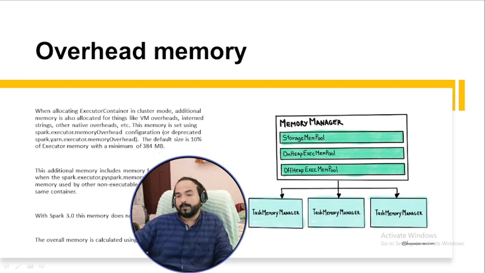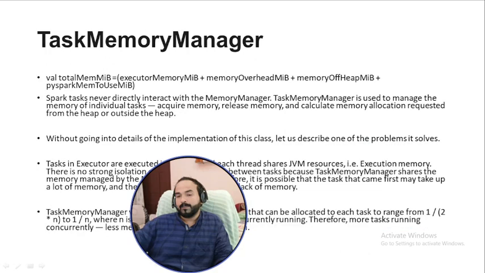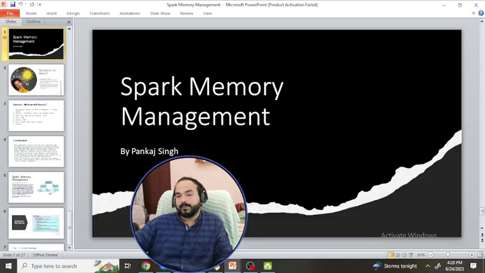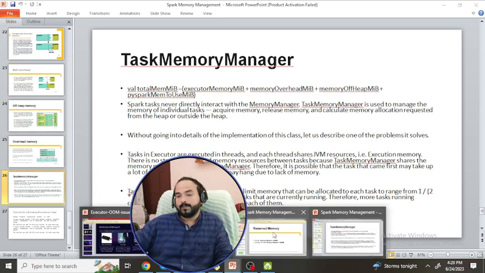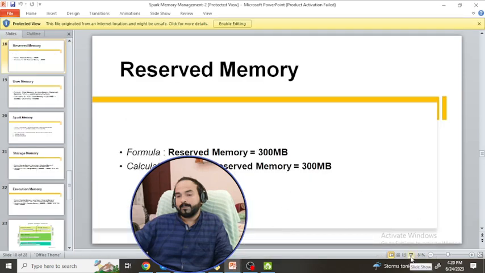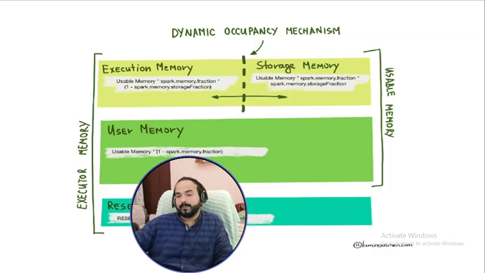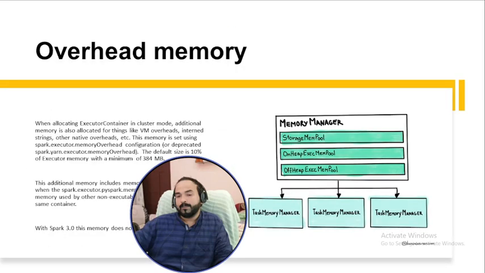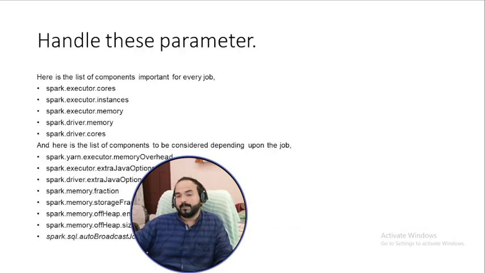So this additional memory includes the memory of a PySpark executor when spark.executor.pyspark.memory is not configured, and memory used by other non-executor processes running in the same container. As of Spark 3.0, this memory does not include off-heap memory. The overall memory is calculated using the following formula. So here you can see, guys, the formula is not there.